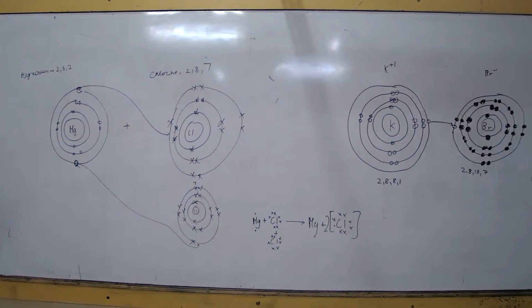Physical properties of isotopes are different, because they have different atomic weights. So the physical properties will differ. Correct? Okay.